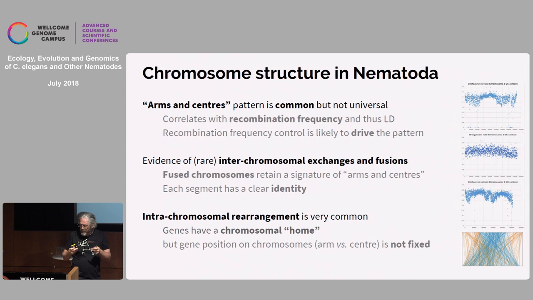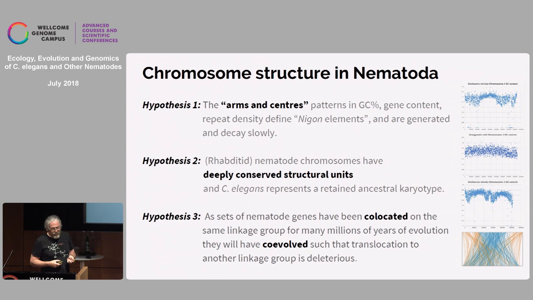But intrachromosomal rearrangement is extremely common. So in the background of this, it should not be maintained. But in the background of this, it is maintained, so these two halves must be kept separate somehow. So I come up from this with three hypotheses which would be lovely to test with full-length chromosomal genome sequences from across the nematodes.